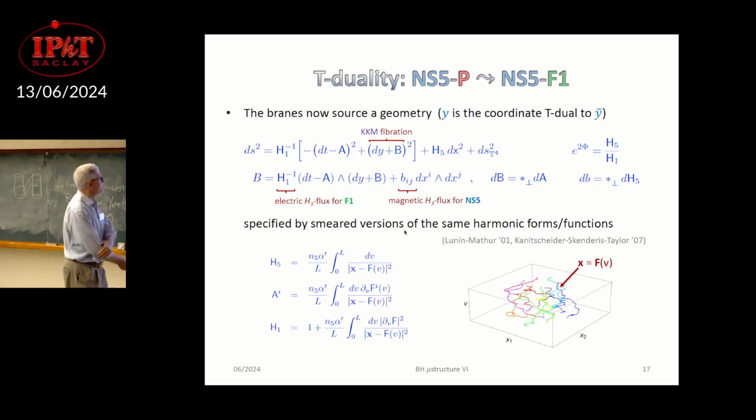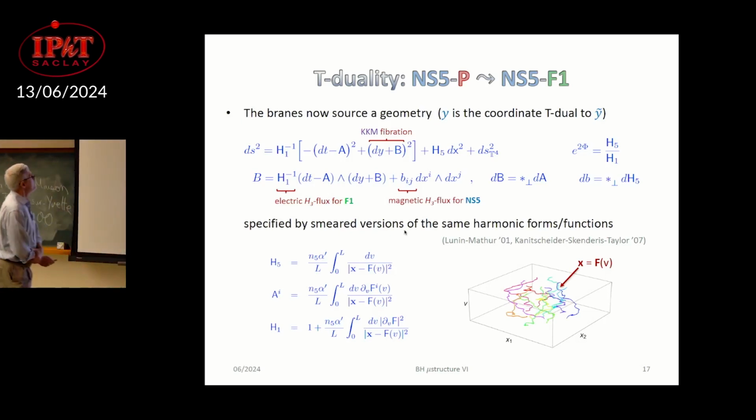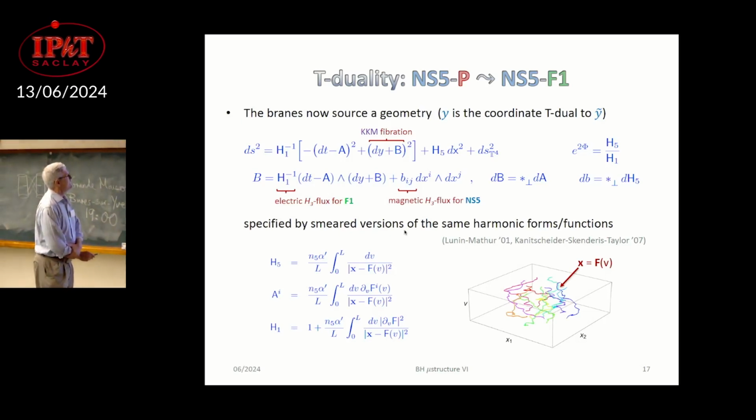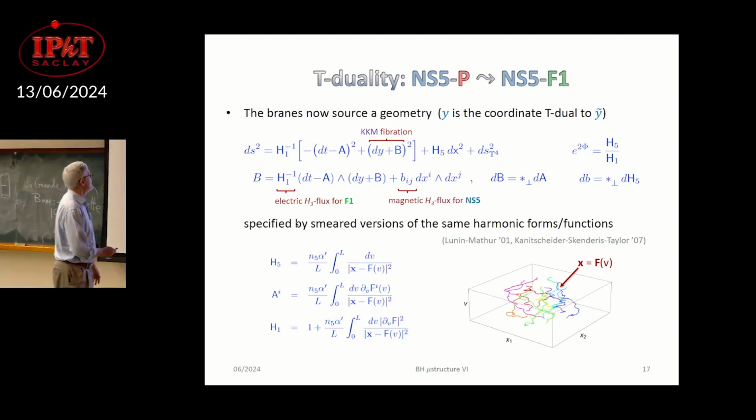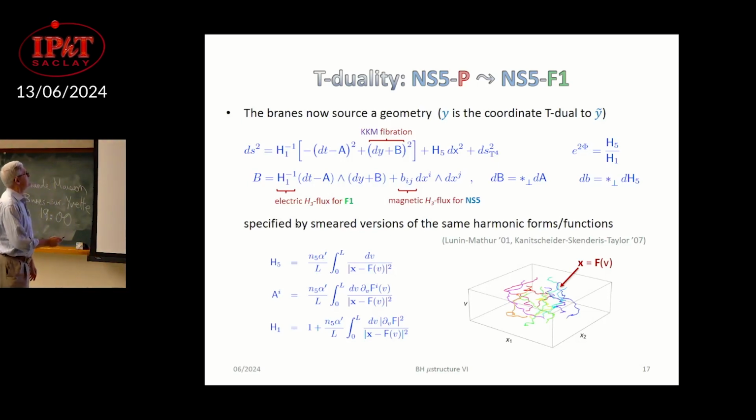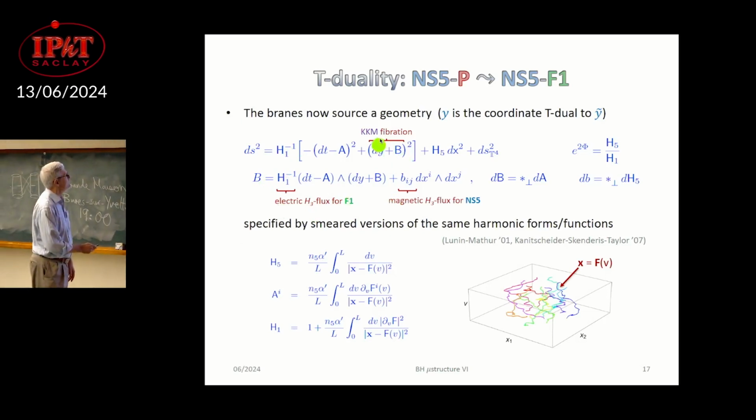Oh, not bad. So when you do that T-duality, in order to do it in supergravity, we need to smear the harmonic functions a bit, but that's okay. Again, everything is linear. And the dualization of the NS5P solution now becomes an NS5F1 solution. So now the Ty component of the metric becomes a Ty component of the B field. And now we have an electric H flux as well as a magnetic H flux.